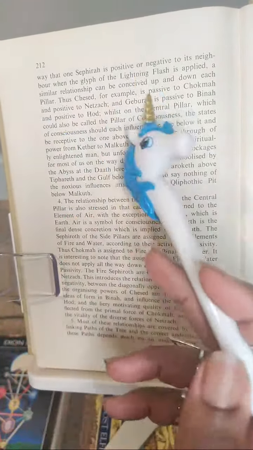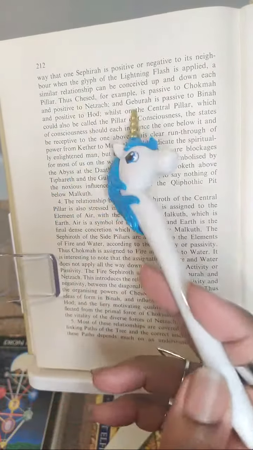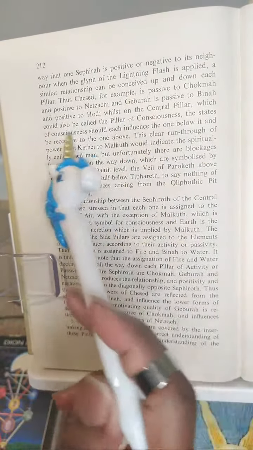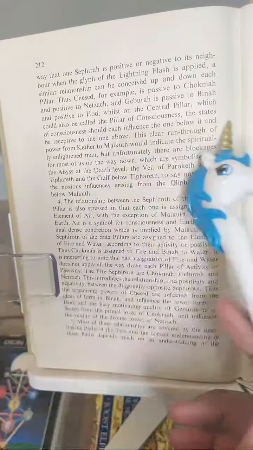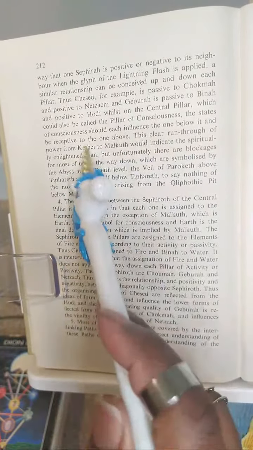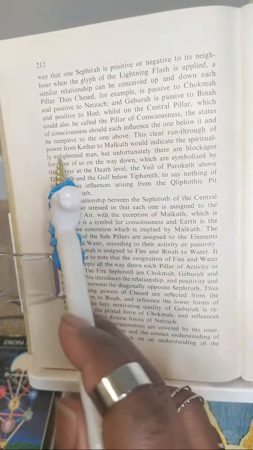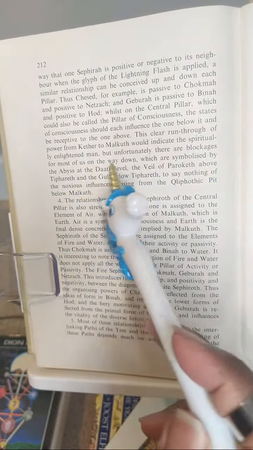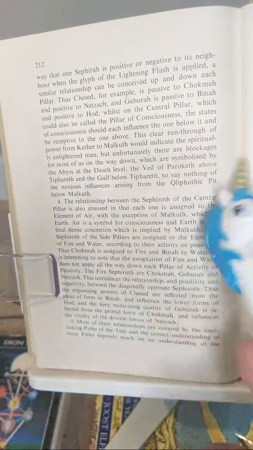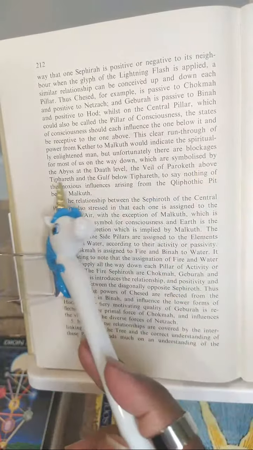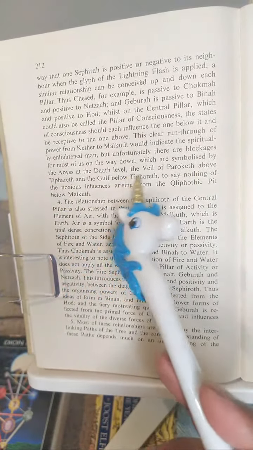Thus, Chesed, for example, is passive to Chokmah and positive to Netzach, and Geburah is passive to Binah and positive to Hod, whilst on the central pillar, which could also be called the pillar of consciousness, the states of consciousness should each influence the one below it and be receptive to the one above. This clear run-through of power from Kether to Malkuth would indicate the spiritually enlightened man, but unfortunately there are blockages for most of us on the way down, which are symbolized by the abyss at the Daath level, the veil of Paroketh above Tiphareth, and the gulf below Tiphareth.